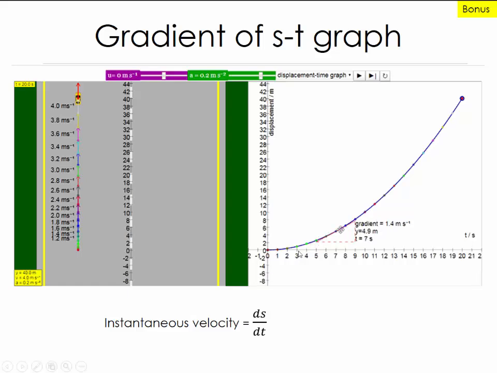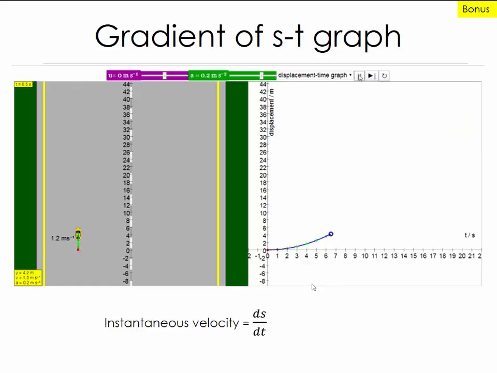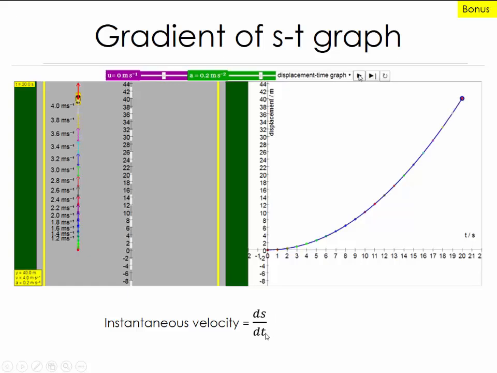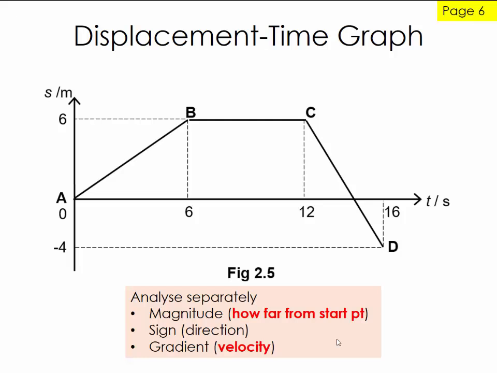Right, and we call this velocity instantaneous velocity because it is a velocity at that particular instant or particular time. Right, and you can find the gradient. Gradient is given by ds/dt. So this is a quick revision. You need to remember this. This is very basic. Right, let's look at displacement time graph now on page 6.